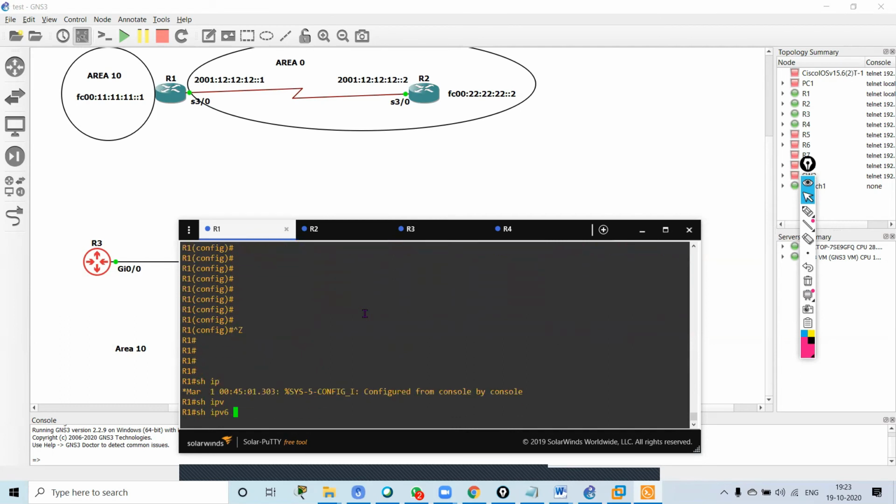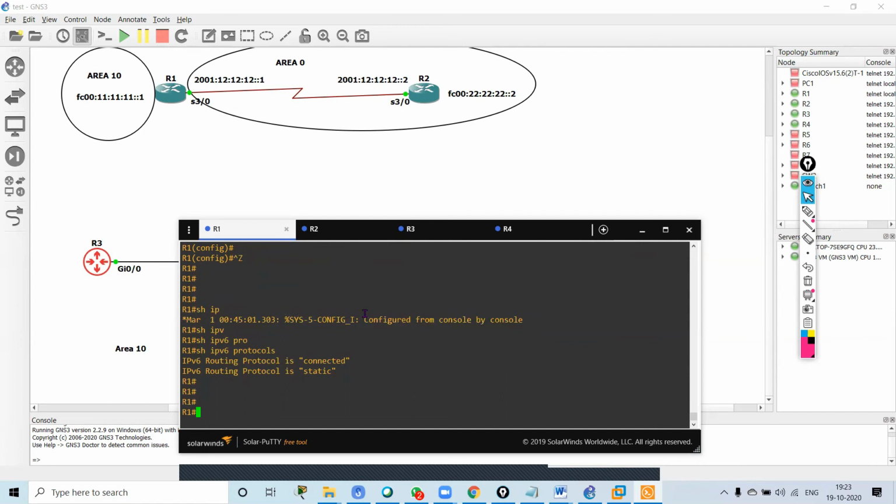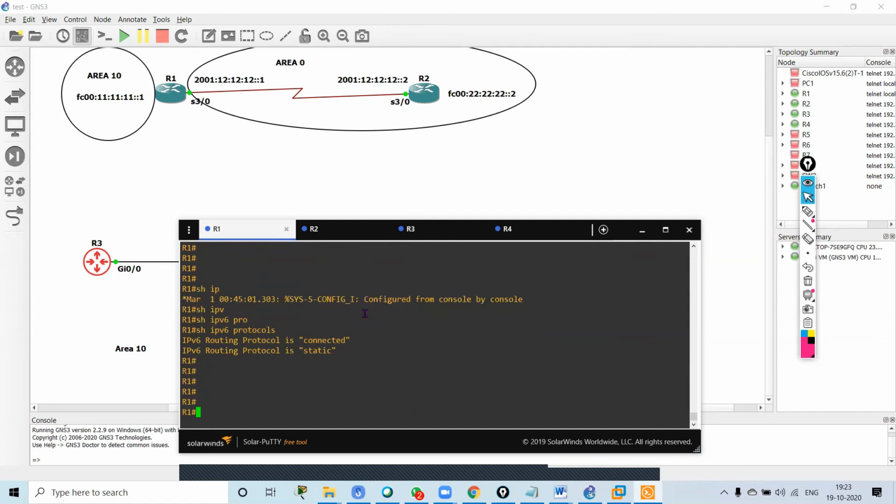Show IPv6 protocols. There is no protocol statically connected.